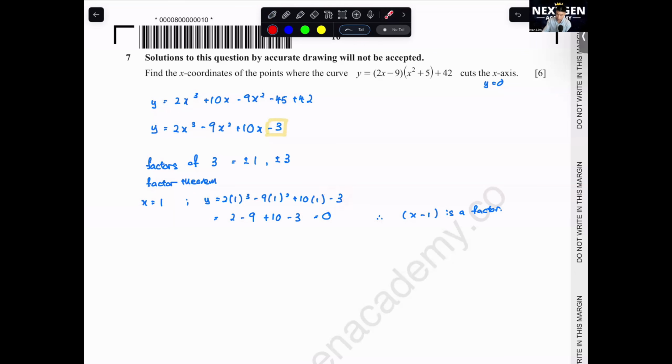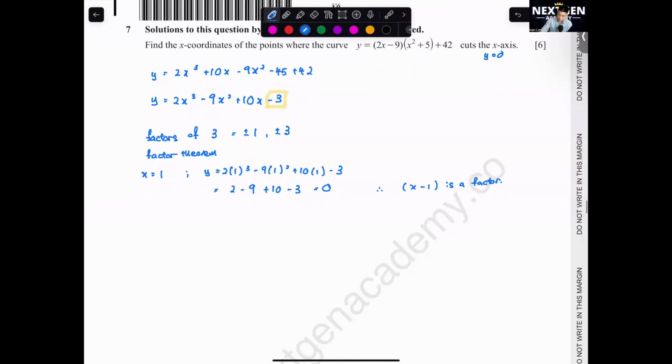So you write down all the positive and negative factors of, let's say, 3, then you try the factor theorem. If you use another factor, that also works. For example, if you sub in x equals 3, then x minus 3 is a factor. After you do this step, now we're going to do long division.